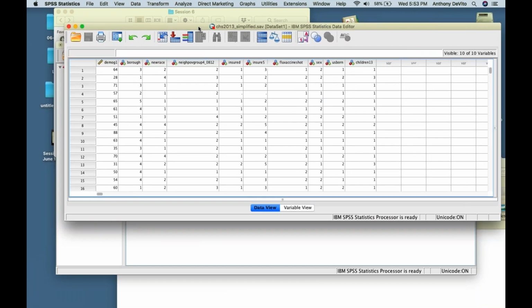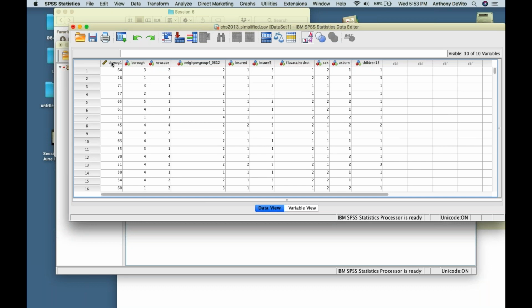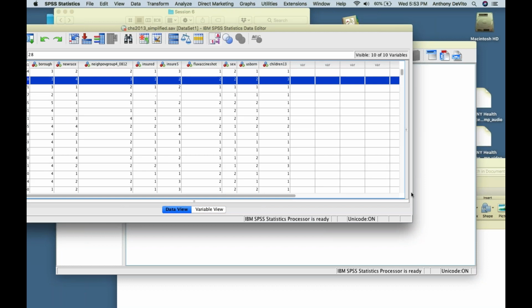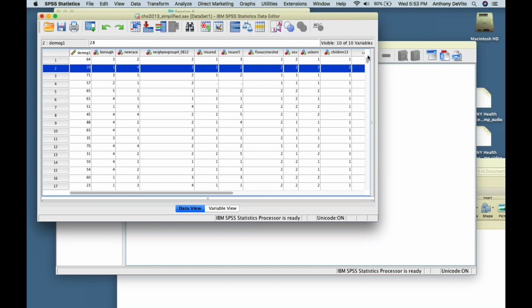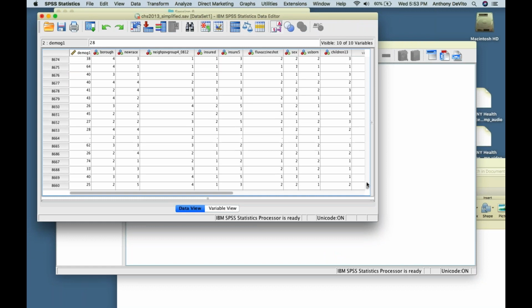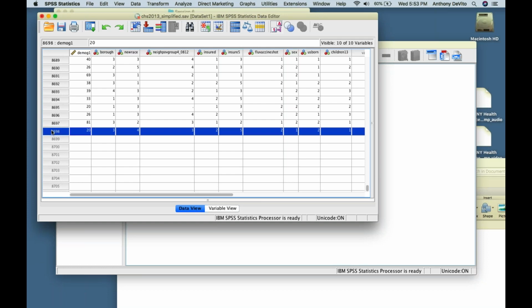Okay, so we opened SPSS and we're examining it now. And we have, in the columns, variables. In the rows, we have cases. How many cases do we have here? Well, I can scroll down to the end here. Let me make this a little bit smaller. I can scroll down all the way to the end here. And I can see that I have 8,698 cases here. That's how many people were covered in this survey.